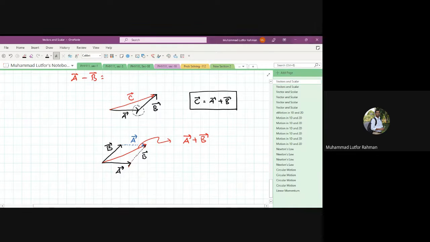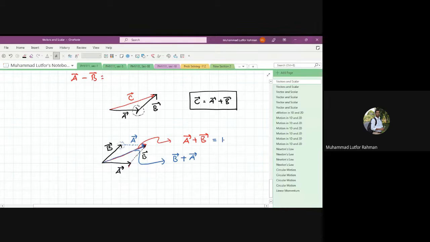Fine. If we do that, then for the second case, now look at this. B is my first vector, A is the second vector. They are again a head to tail connection. Then definitely the resultant vector would be in the same direction as the previous one. Then I can say this one would be B plus A, which is exactly the same vector as A plus B.